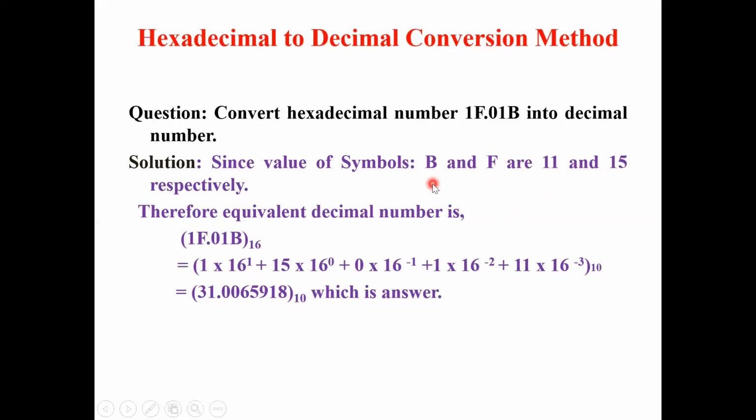Okay. So, hexadecimal: 0 to 9 and then A, B, C, D. So you have to remember this. That's why I gave you this example. So B is 11, F is 15.